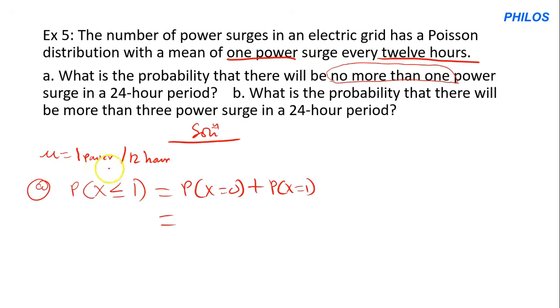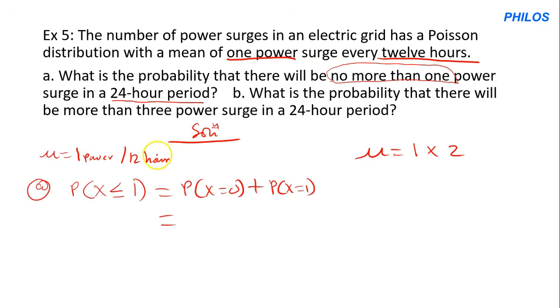Now, to solve this, the mean won't be 1. The reason is the question wants a 24-hour period, not 12 hours. How many 12 hours are in 24 hours? There are 2 twelve-hour periods in 24 hours. So you say 1 times 2, and that will give you 2. So the new mean is going to be 1 times 2, because there are 2 twelve-hour periods in 24 hours.